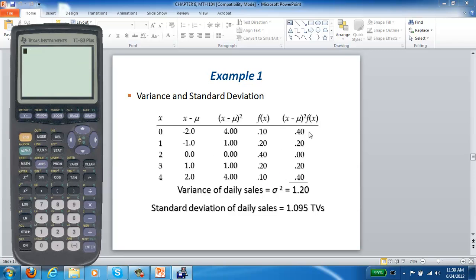Then you take the summation of 0.4 plus 0.2 plus 0 plus 0.2 plus 0.4. So this is the variance, 1.2. And for the standard deviation you go to second, x squared of 1.2, close the parenthesis, enter, and this is the standard deviation, 1.095.